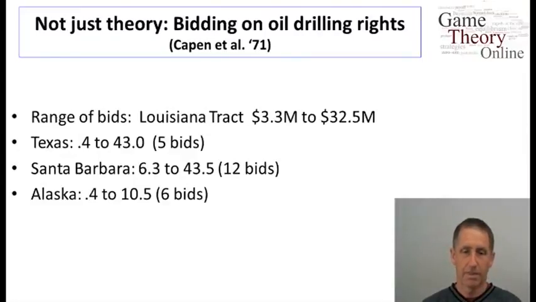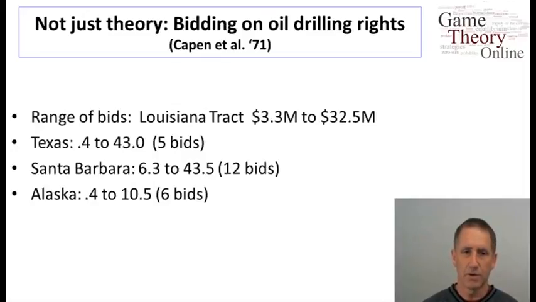Now, this theoretical analysis is actually relevant. There's plenty of experimental evidence that in cases of common values, people often do the wrong thing. And here is a small data set from the early 70s of an auction for drilling rights. The details here aren't that important, except notice the range of bids.